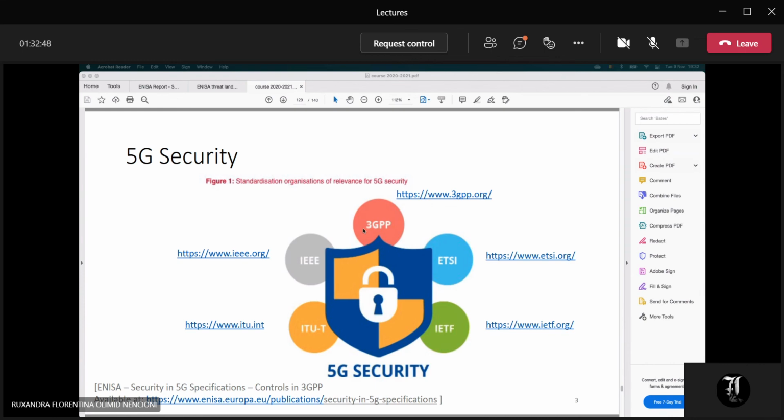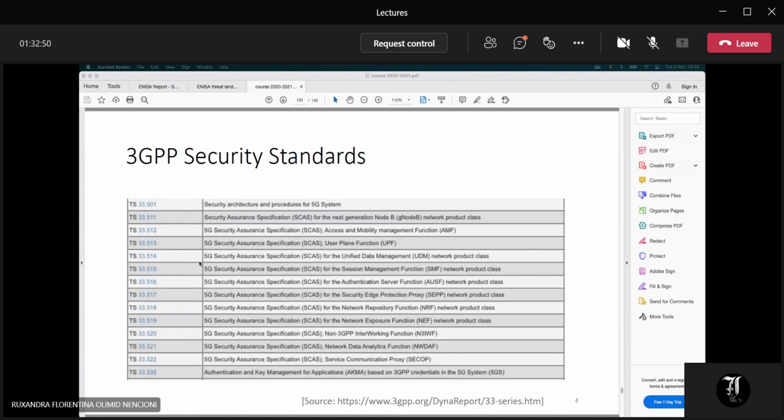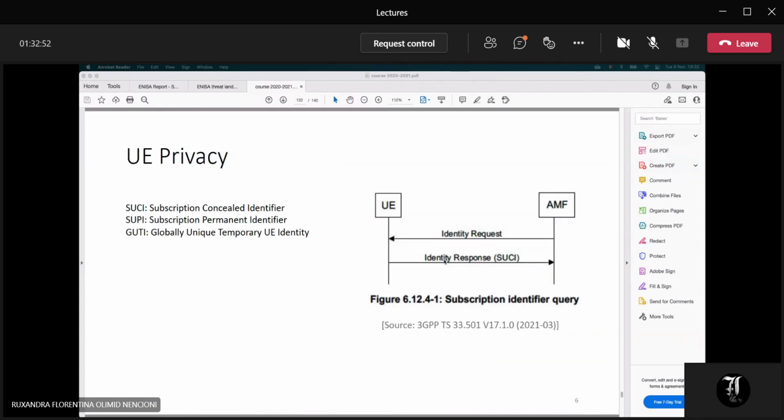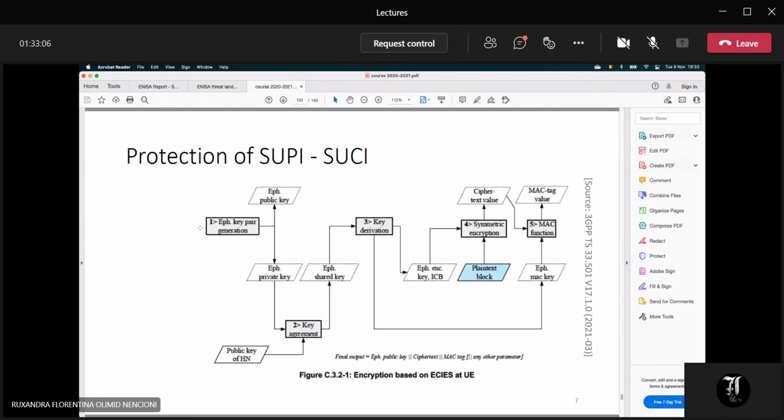Here you notice is the one from the ENISA. Okay, here are the standards. Here is the architecture of 5G. Here is how the user equipment, that means the mobile phone, let's say together with the SIM card, can get privacy within the 5G networks. Okay, here is how we use public key encryption for keeping private the identifier of each subscriber.